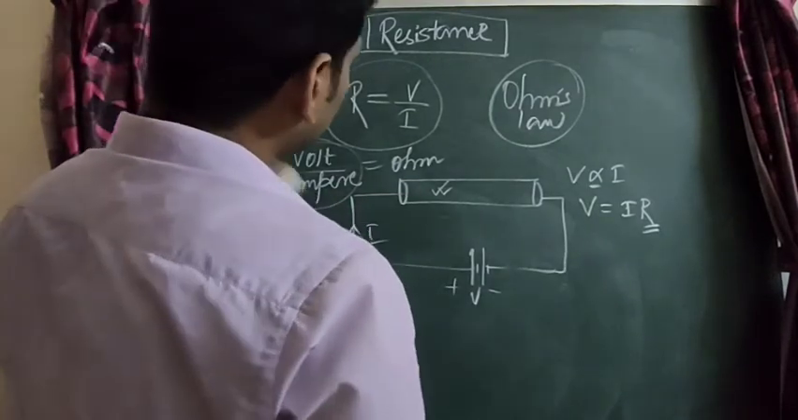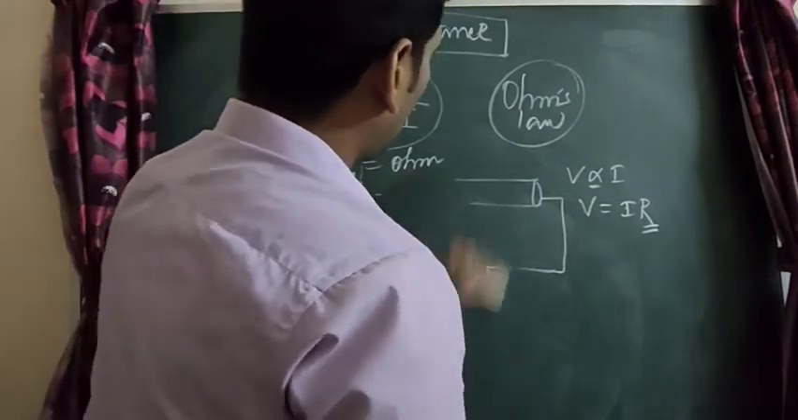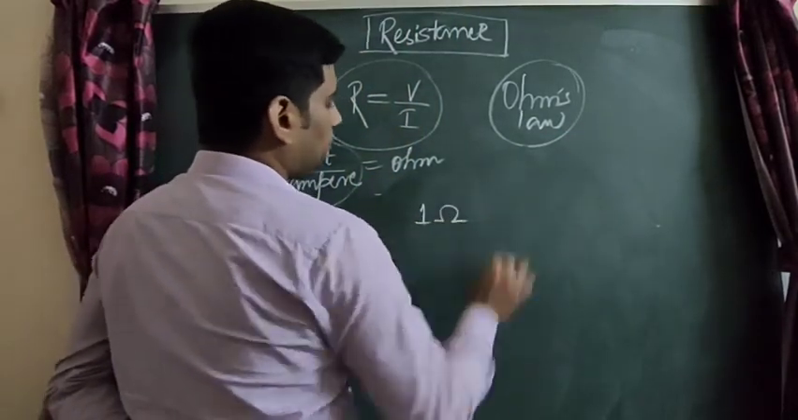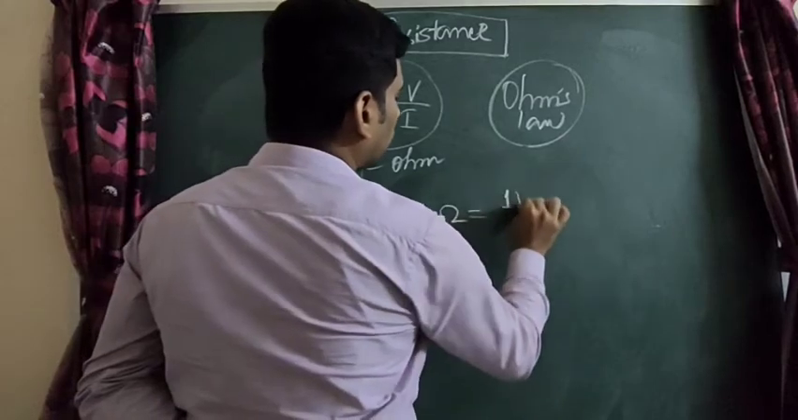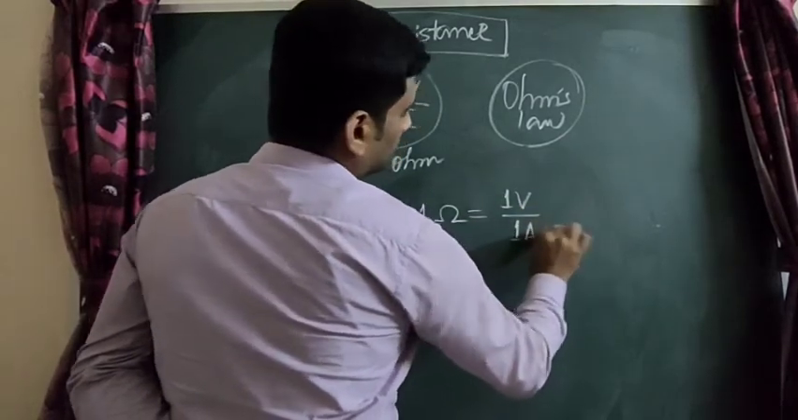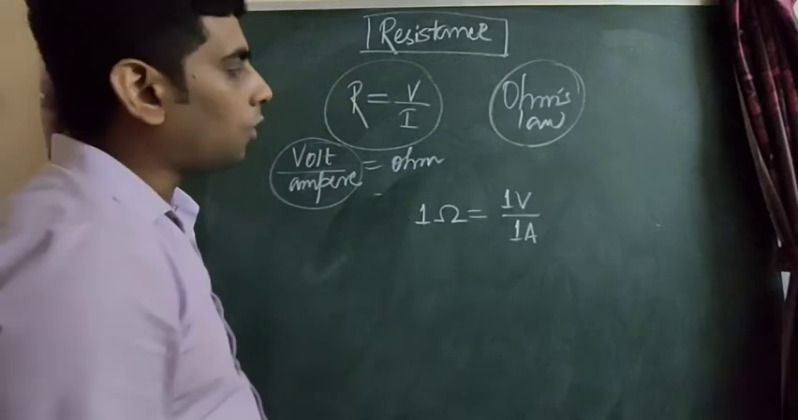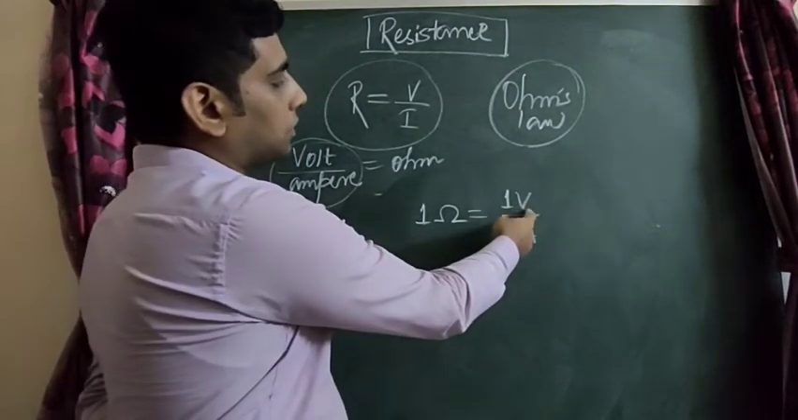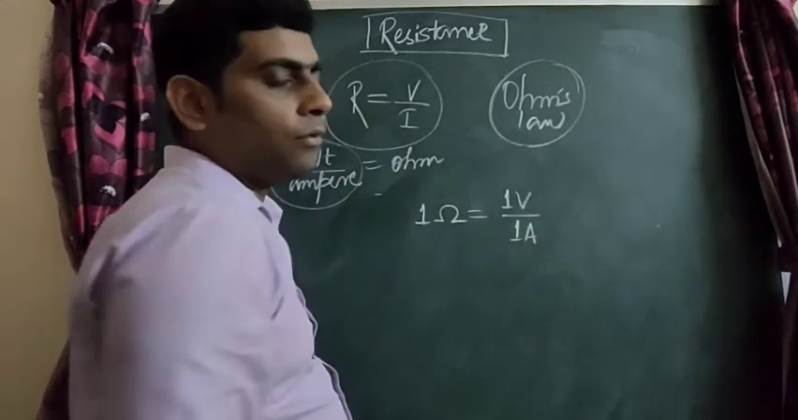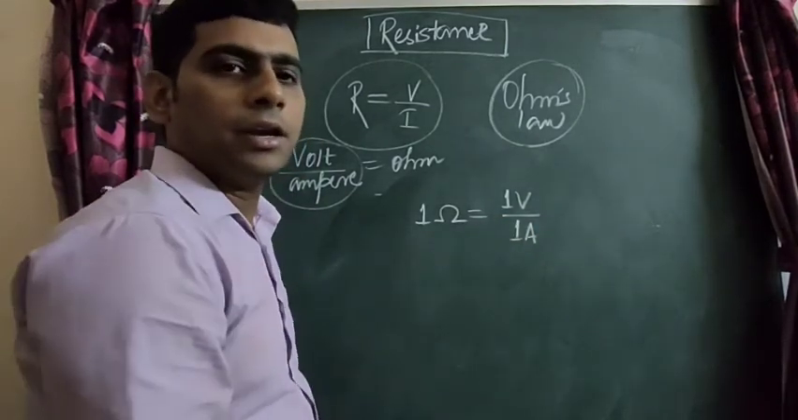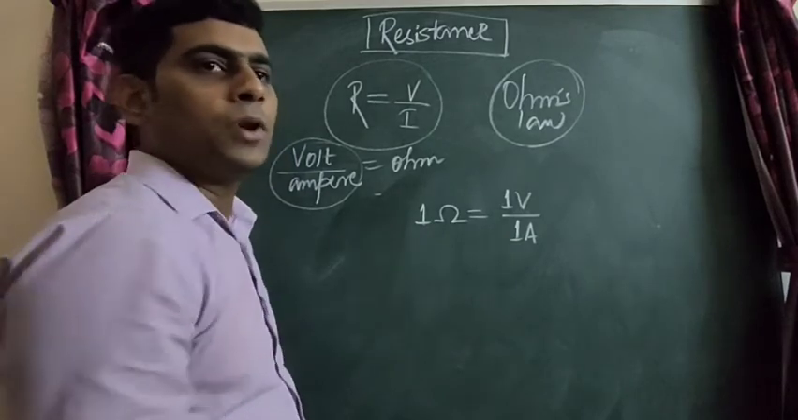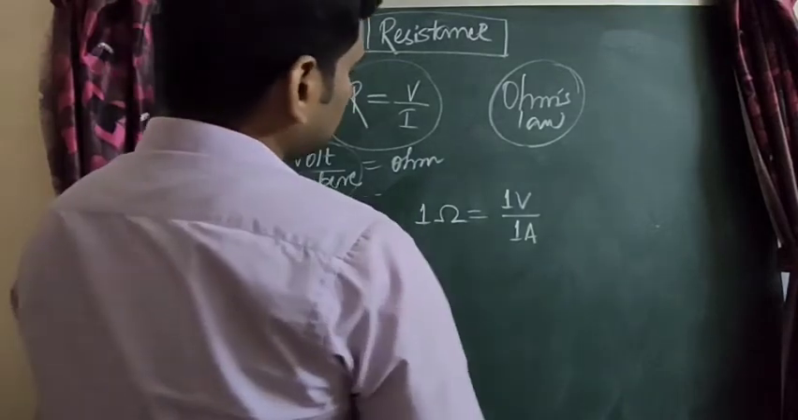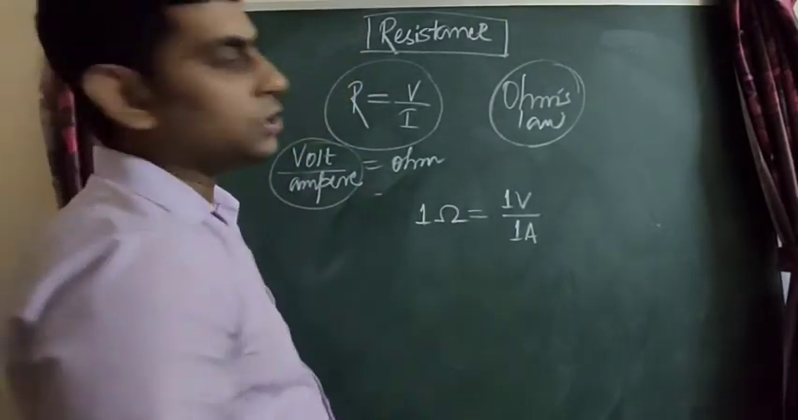So from this, you can also define 1 ohm. See, definition of 1 ohm resistor. This is the symbol of ohm. So 1 ohm equals 1 volt by 1 ampere. This means that 1 ohm is the resistance offered by a conductor which is applied by a potential difference of 1 volt and carrying a current of 1 ampere. So if 1 ampere current is flowing through a conductor whose potential difference is 1 volt, then its resistance is 1 ohm. Let us check the dimension of resistance.